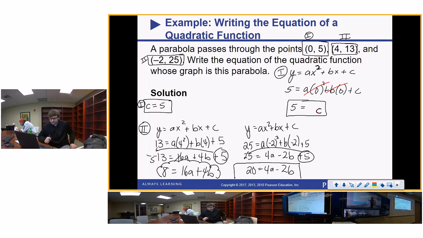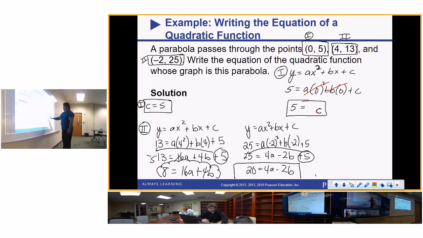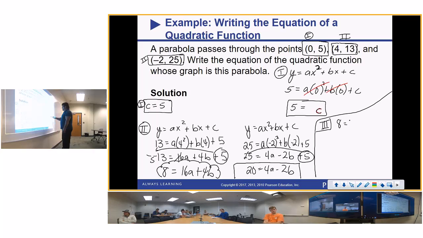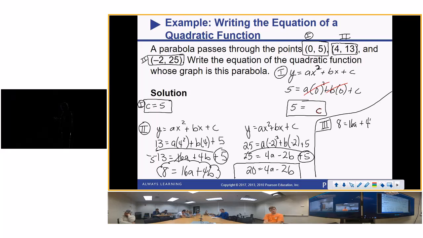8, and this is technically part 3. So you got 8 is equal to 16A plus 4B, and then 20 is equal to 4A minus 2B, and which one am I going to get rid of? The B's. I'm going to get rid of the B's, so I'm going to multiply the bottom by 2.